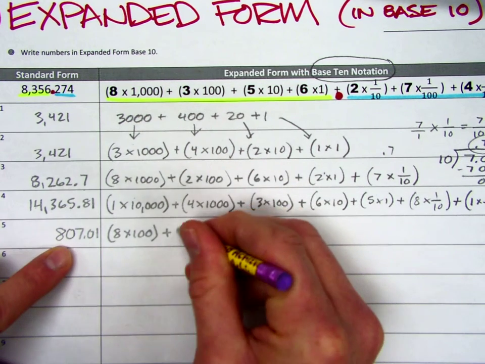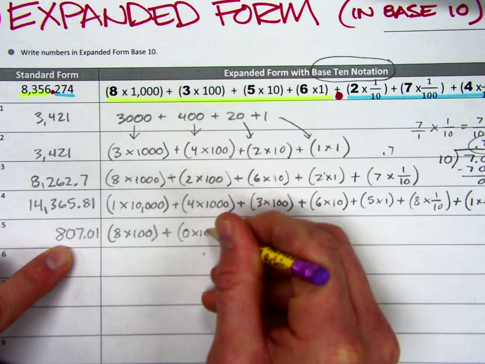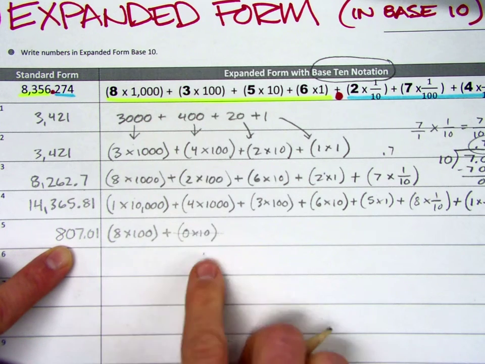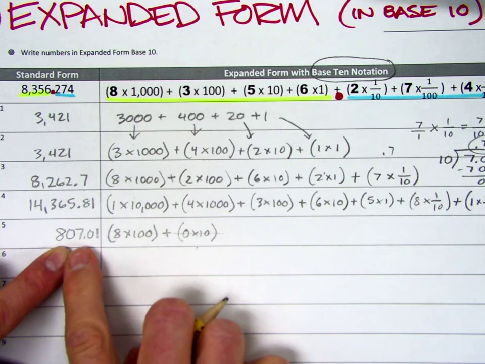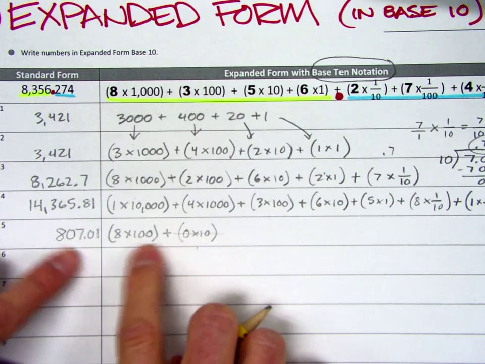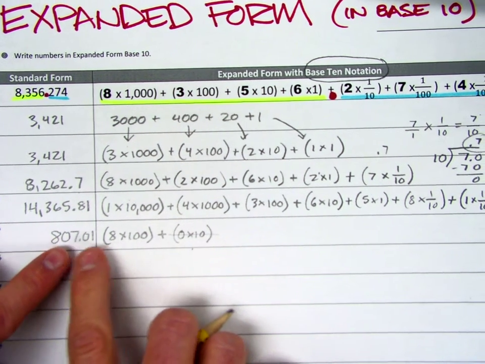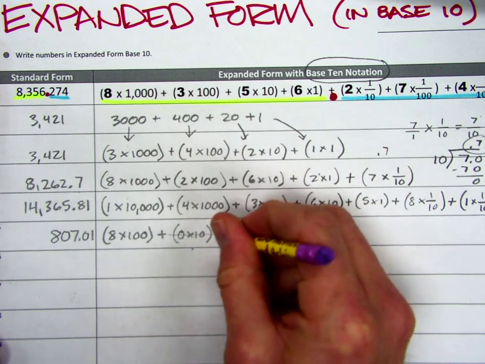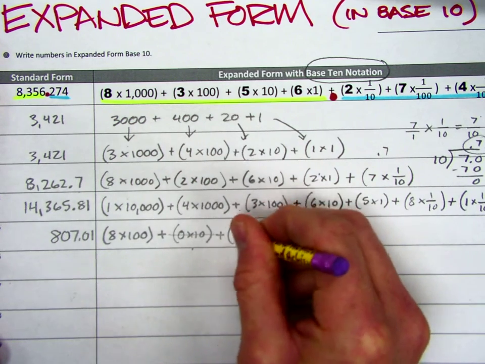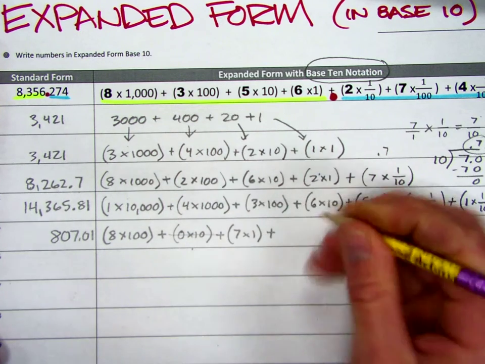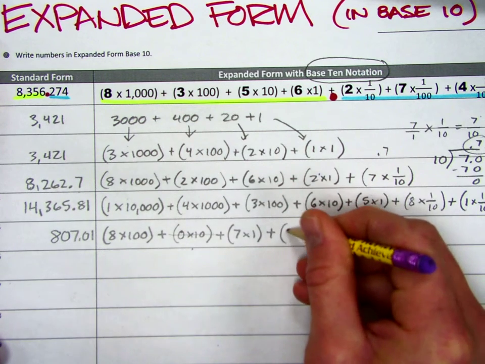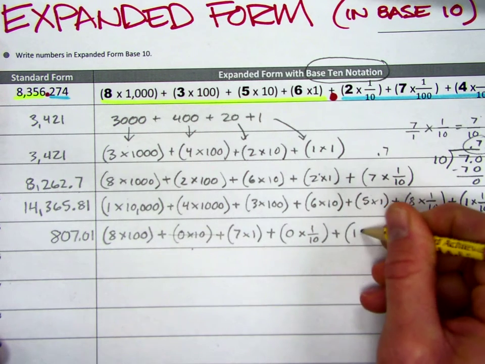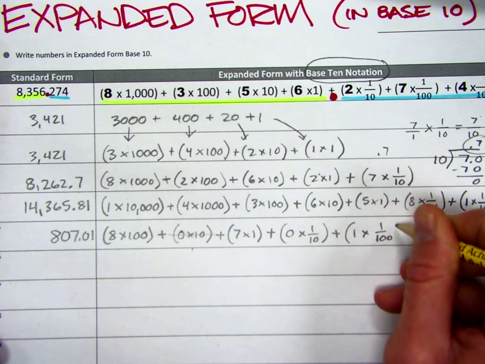I was training students last year to just go ahead and put 0 times 10 like this, and then after a while we stopped including that because we learned, oh, if it's a 0 times 10 you don't really have to put it in. But this sort of helped us understand where all of these were as we went back and forth from the standard form to where the expanded form was. Plus 7 times 1 plus, and then we could do the same thing here. You could do 0 times 1/10 plus 1 times 1/100th, that way.